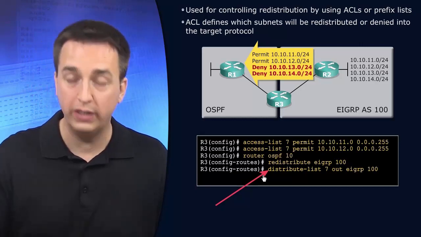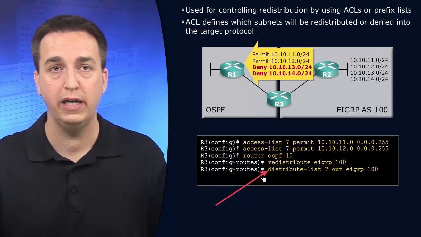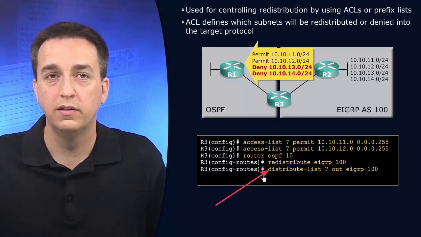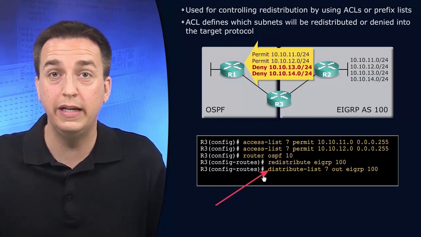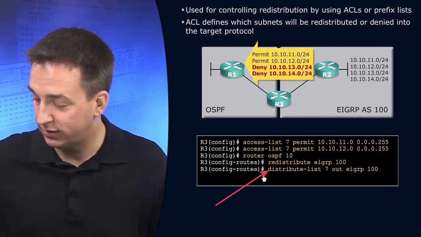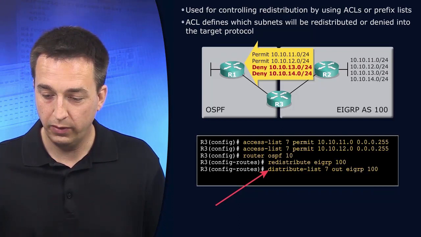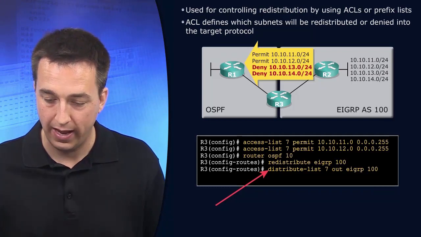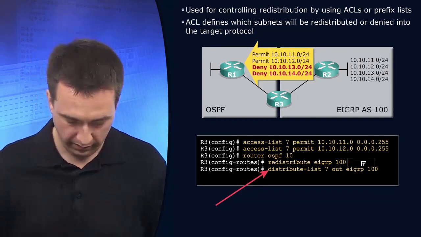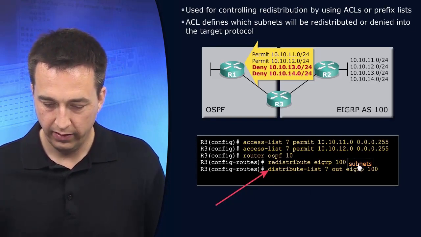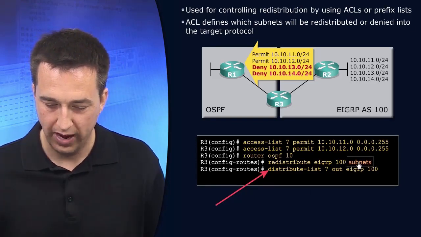So we have our redistribute command there. That says redistribute EIGRP 100. And in this case, we would also need the subnets keyword, wouldn't we? We would need the subnets keyword. Let's add that in right here. Subnets. So our subnets keyword has been added.